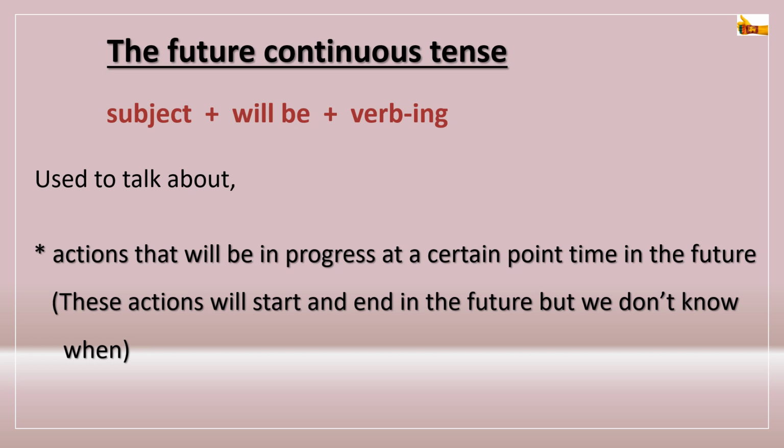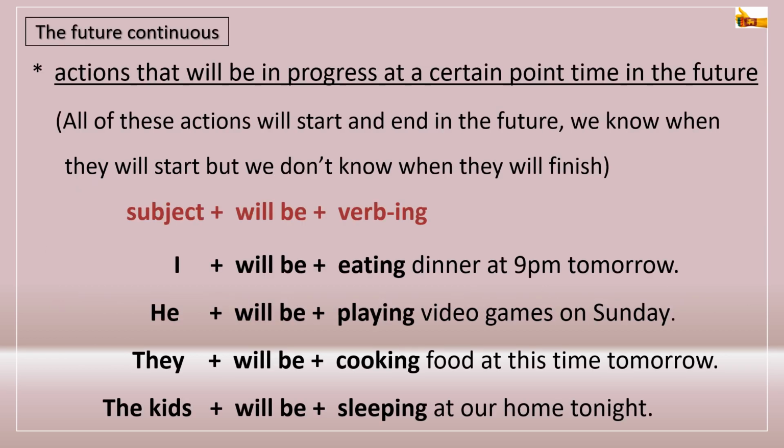These actions will start and end in the future, but we don't know when. Look at these examples. All of these actions will start and end in the future. We know when they will start, but we don't know when they will finish. I will be eating dinner at 9 p.m. tomorrow. I don't know when I'll finish.